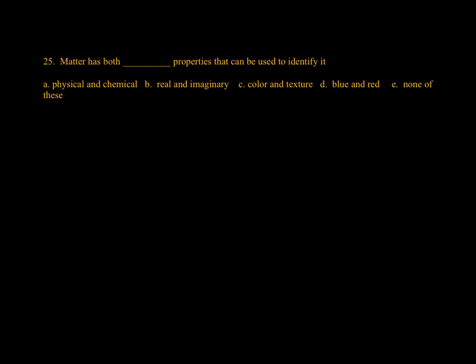Matter has blank properties that can be used to identify it. It has both physical and chemical properties. Physical would be things like color and density. Chemical would be reactivity, things like that. So we can use the combinations of physical and chemical properties to identify unknown substances.